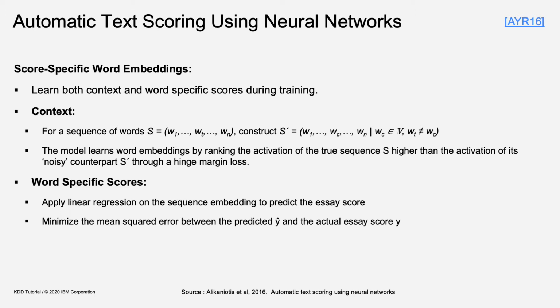To capture the word-specific scores, the authors simply apply a linear regression on the sequence embedding to predict the essay score, by training the model to minimize the mean squared error between the predicted y hat and the actual score y. Words such as is, are, to, at, which appear with any score, are considered to be under-informative in the sense that they will activate equally on both high and low scoring essays. Informative words, on the other hand, are the ones which would have an impact on the essay score. Example, spelling mistakes.